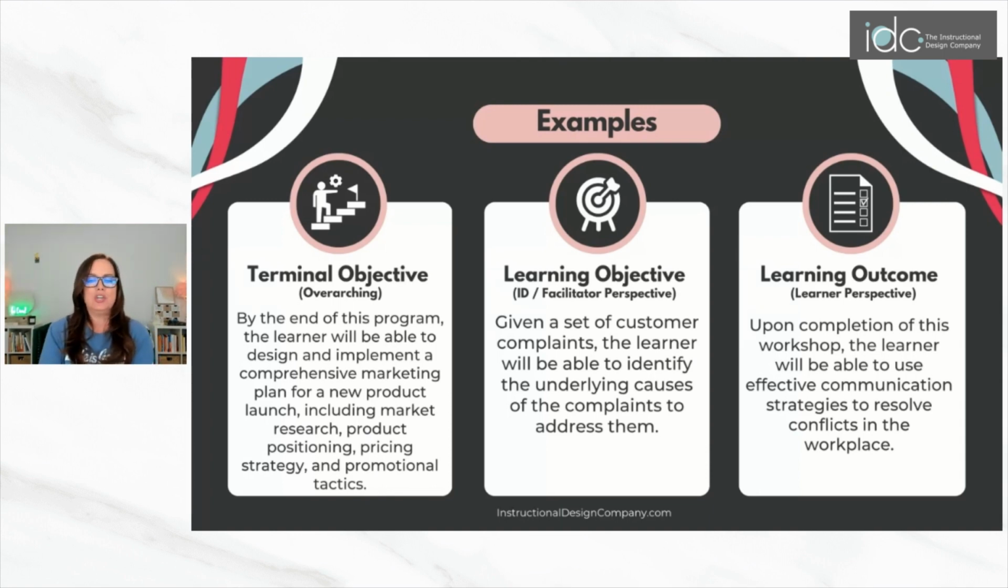Now you get into your learning objective. Again, when you look at learning objective and learning outcome, this is where it's hard to tell what it is. The learning objective example that we have here is, given a set of customer complaints, the learner will be able to identify the underlying causes of the complaints to address them. Okay, it's pretty straightforward. So we're saying that this is what we expect them to learn.